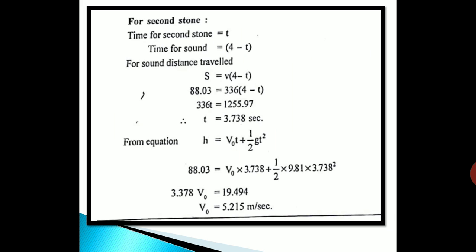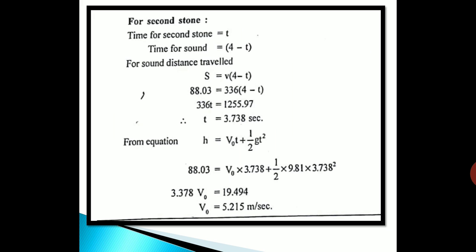Now let's come to the analysis of the second stone. The second stone is not freely falling, it is thrown. In this case, as it is thrown, it will be moving a bit faster than the free fall. Hence we are hearing the sound of the splash after 4 seconds.